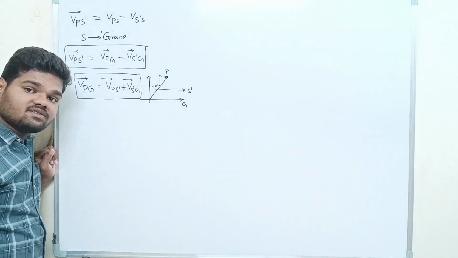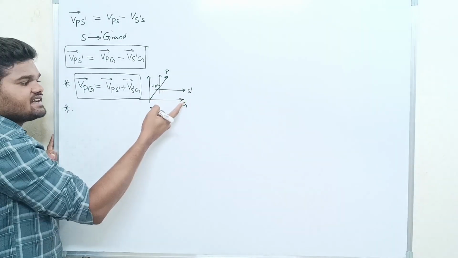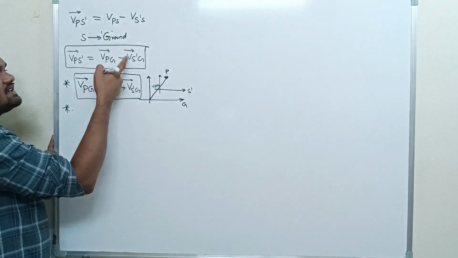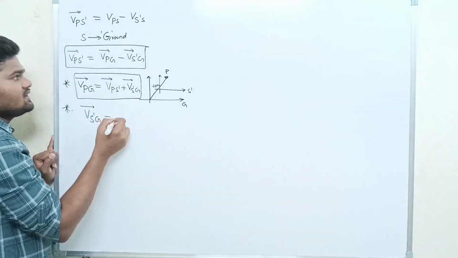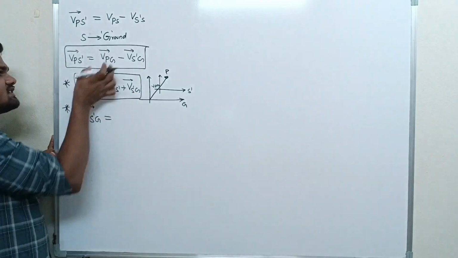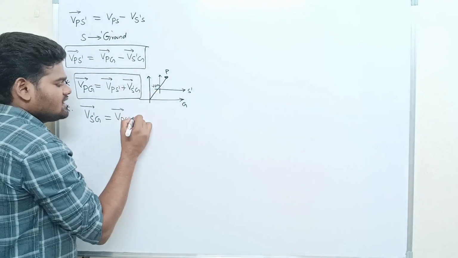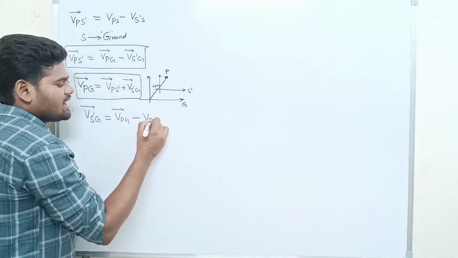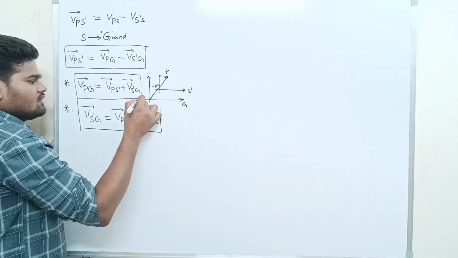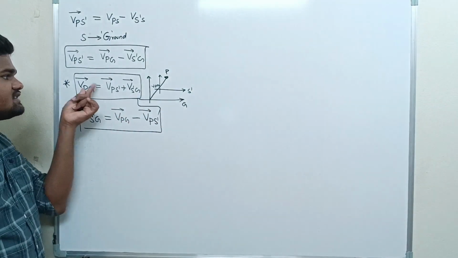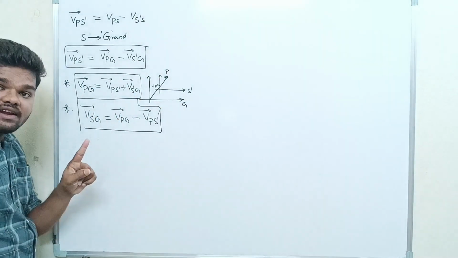Are you getting any doubts? If you want to find the velocity of S dash frame with respect to ground, have a look. If this term comes to this side, it becomes plus. So here we have velocity of particle with respect to ground, and if this term comes to this side, it becomes minus velocity of particle P with respect to S dash frame. So these are the formulas for particle P and S dash frame with respect to ground. Are you getting any doubts?